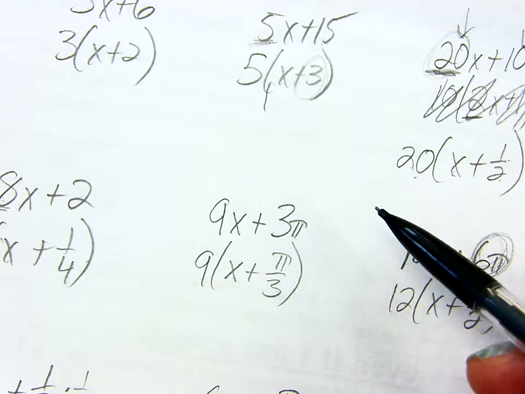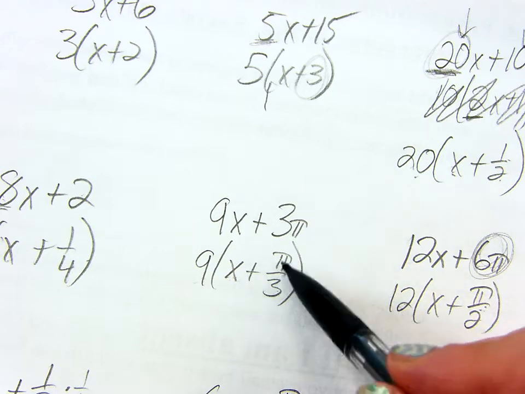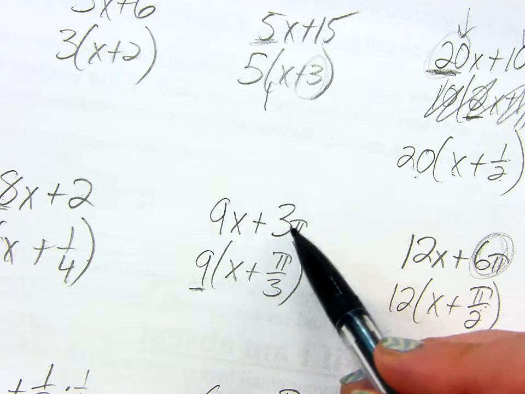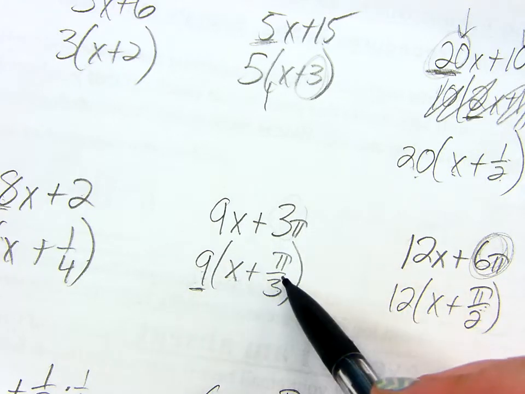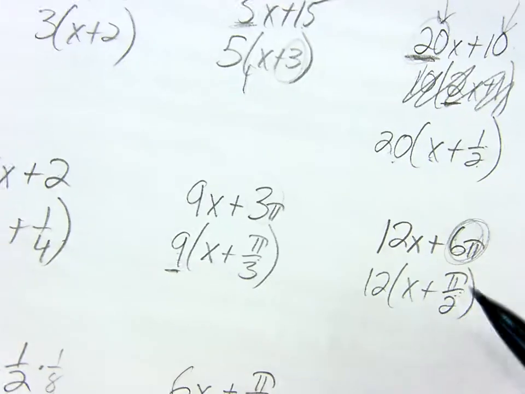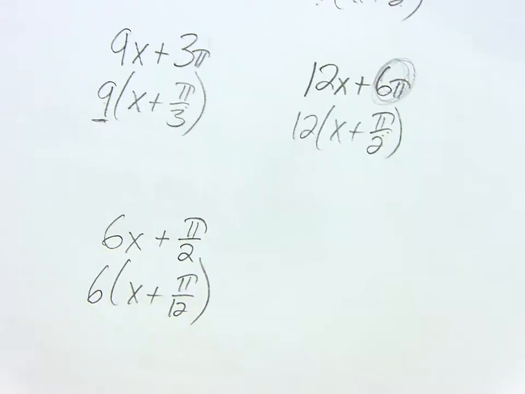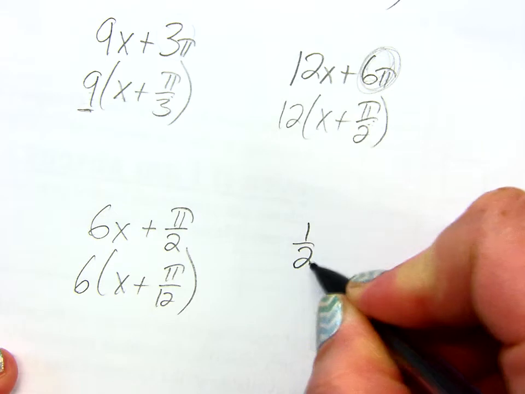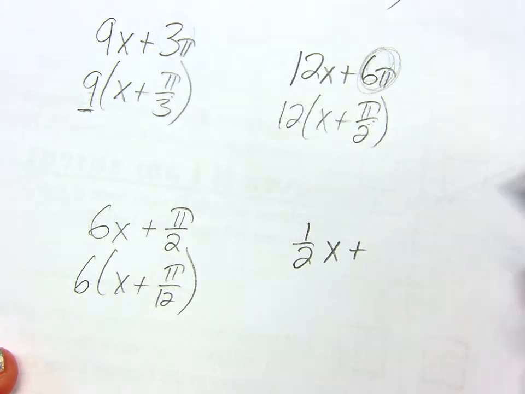So then we threw a pi on it. Okay, well, pi, it doesn't really change anything. You just still have a pi there. So if I have to force factor out a 9, you're just going to do 3 pi divided by 9 to get that number right there. So same idea. Now let's try one where the first number is a fraction. So let's say I had a 1/2 x plus 3.